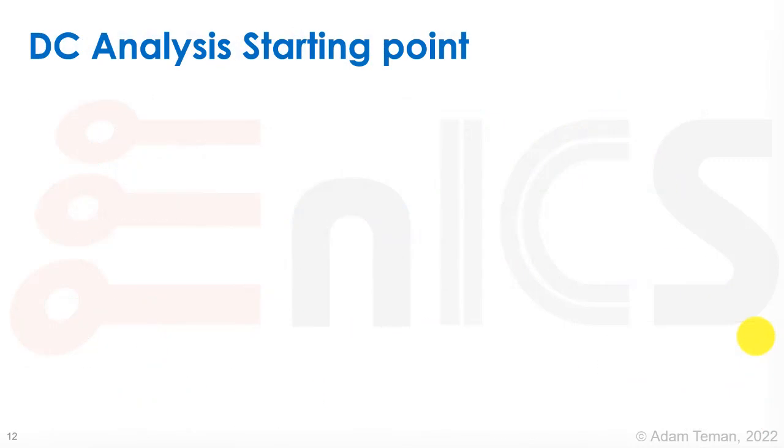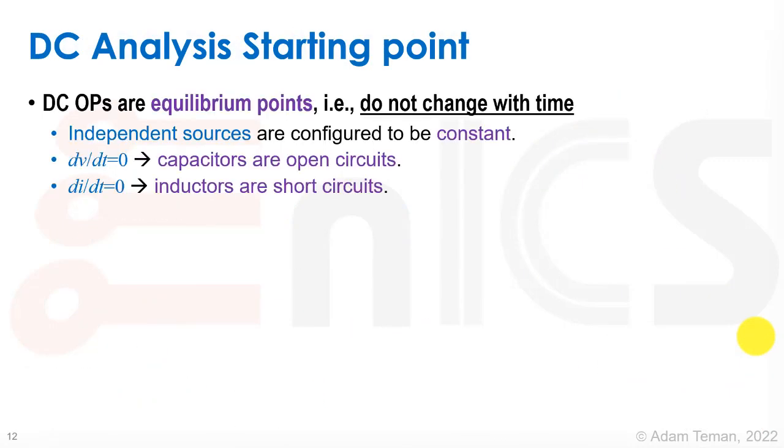What is the starting point of a DC operating point analysis? DC operating points, as we said, are equilibrium points, and therefore they do not change in time. They're steady state points. Independent sources are configured to be constant. So if we have a V pulse, it's not changing, even though V pulses change over time; it has some sort of a DC value that is going to be constant. The dV/dt is 0, so voltage does not change with time, and dI/dt equals 0, so current doesn't change with time.